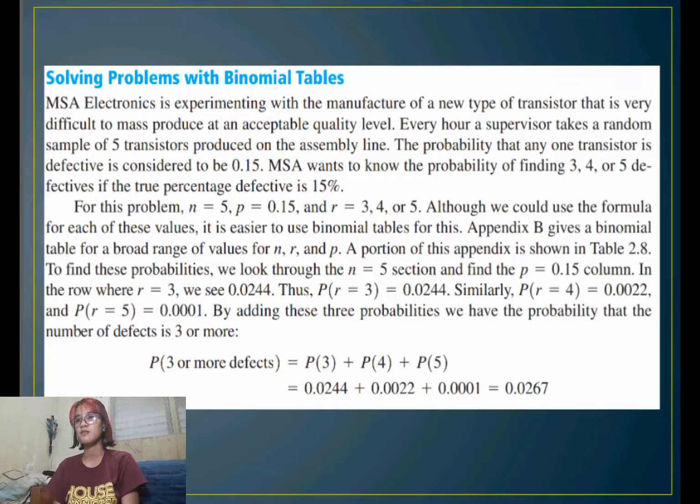So let's proceed now to solving problems with binomial tables. The problem given here is: MSA Electronics is experimenting with the manufacture of a new type of transistor that is very difficult to mass produce at an acceptable quality level. Every hour, a supervisor takes a random sample of 5 transistors on the assembly line. The probability that any one transistor is defective is considered to be 0.15. MSA wants to know the probability of finding 3, 4, or 5 defectives if the true percentage defective is 15%.